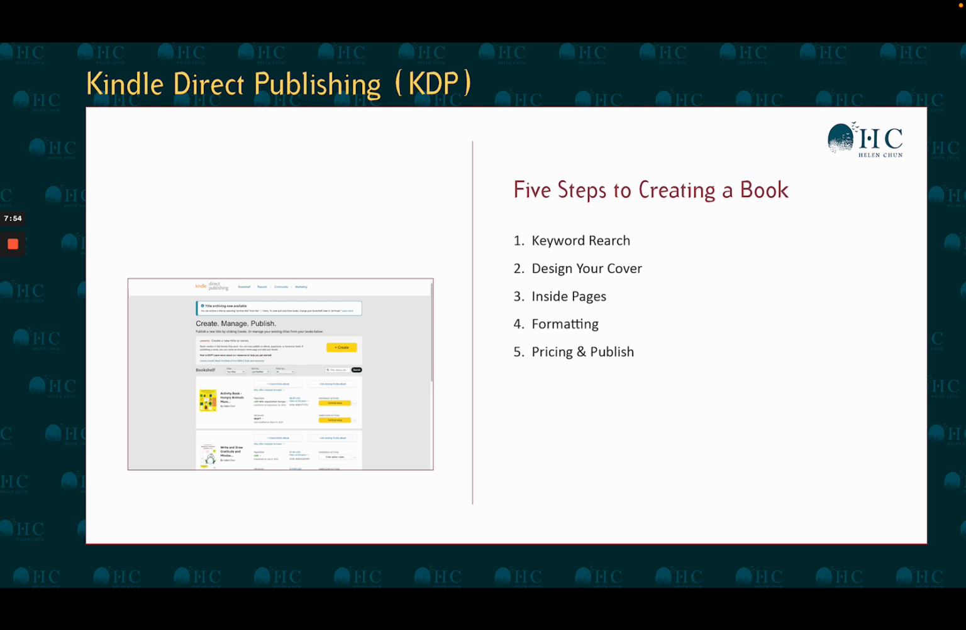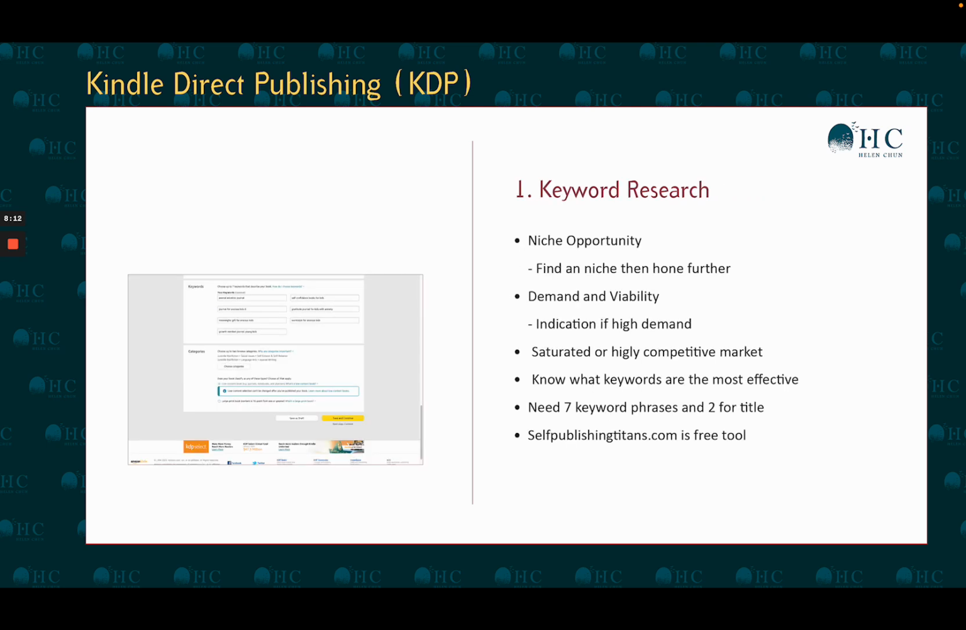Okay, 5 steps to creating a book. 1, keyword research. 2, design your cover. 3, inside pages. 4, formatting. 5, pricing and publish. Okay, so I'm going to show you later how to actually do this research using a tool called Self-Publishing Titans. Keyword research is so important, and this is what you have to do before you decide even what book you want to publish.